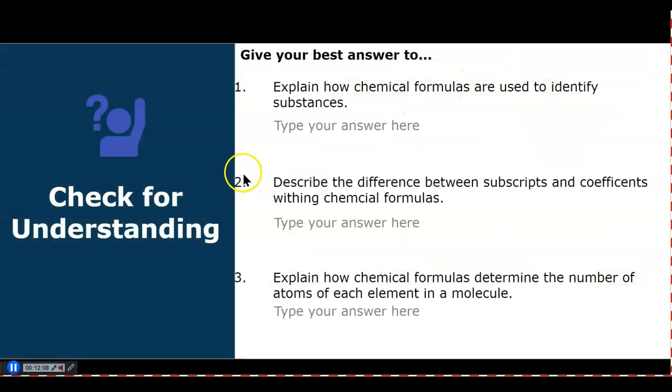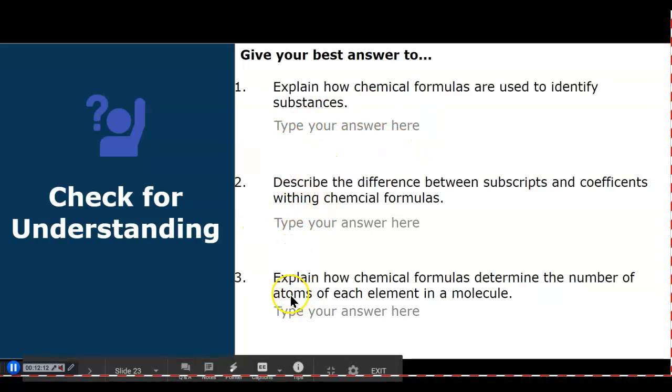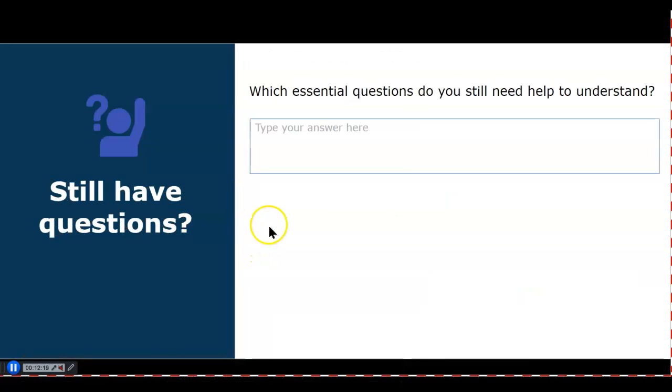Now check for understanding. Make sure that you are really answering these questions well, all 3 of them. This helps me to know if you understand what you've just covered. And then here, any questions you might still have.